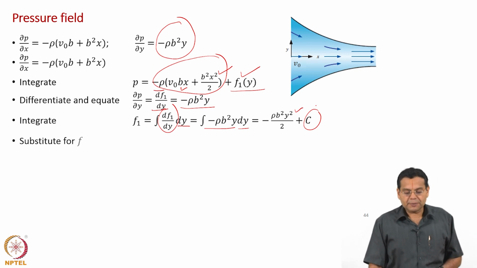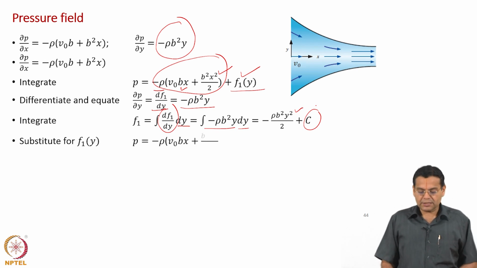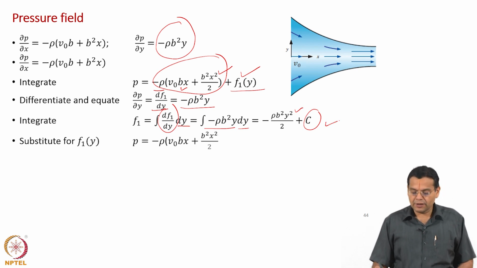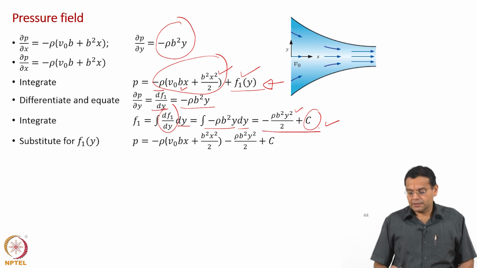Now, let us substitute. We have found out the expression for f1, that was our objective. Of course, the constant still remains. So, let us substitute this expression for f1 in this equation. We have substituted for f1 of y these two expressions, one is a constant, the other is a function of y, minus rho b squared y squared by 2 plus c.